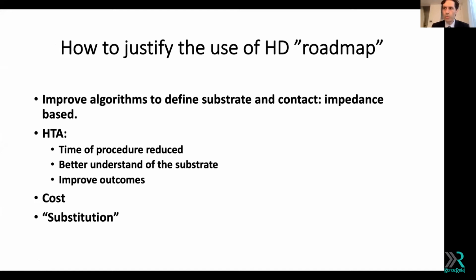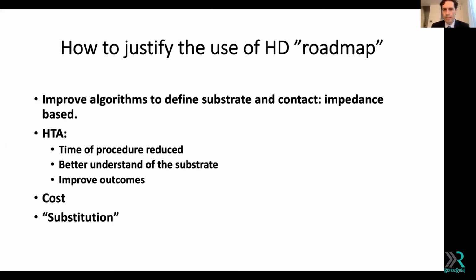Also, I would like to call the attention of Abbott. They have to invest more in research, because we will have to develop algorithms with them for better identification of the substrate, and that should also be based on impedance, for example, to know when you are in contact with the cardiac tissue or not.